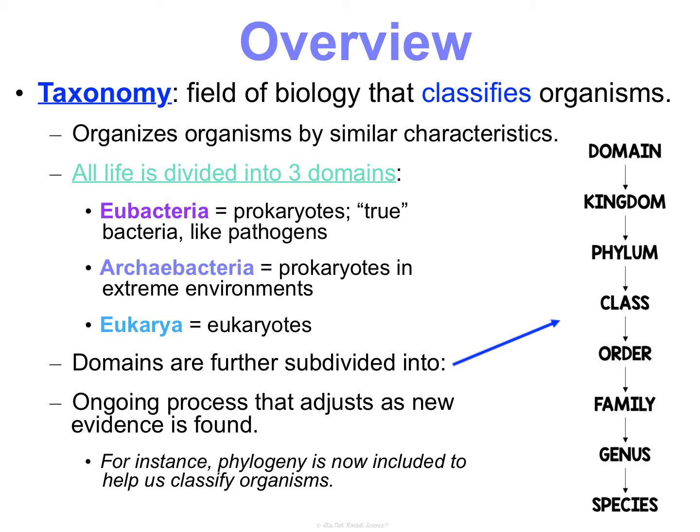And then we have Eukarya, which involves all eukaryotes, and we all know what a eukaryote is, right? Those are cells that have a membrane-bound nucleus. We can further subdivide those domains into kingdoms, and so there's an ongoing process here, and we'll learn more about it in ecology. As new evidence is found, we have a tendency to edit a lot of these things in here. So for instance, phylogeny is now included in helping us classify organisms.